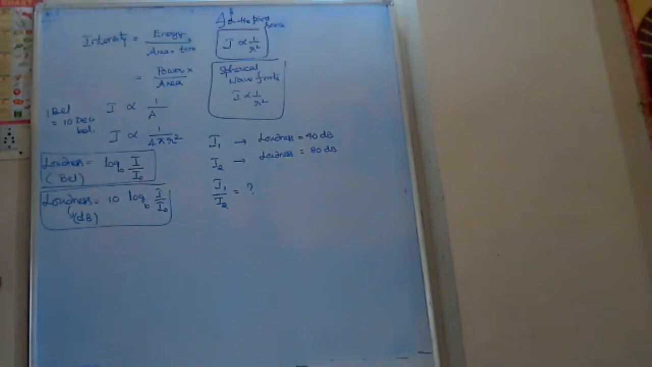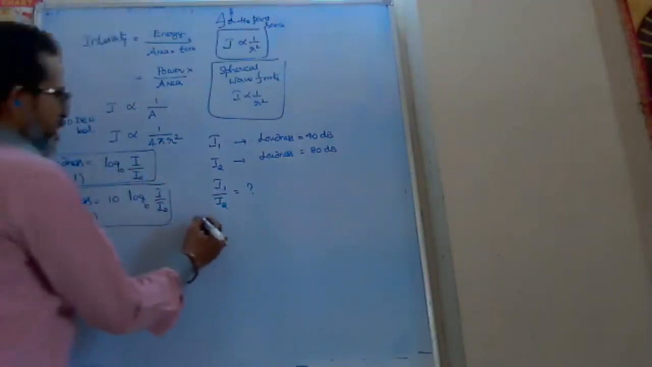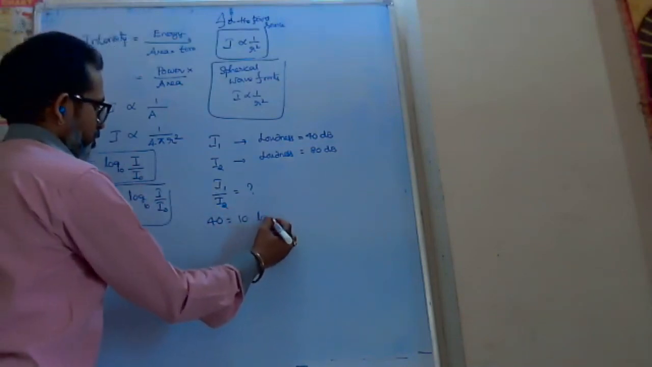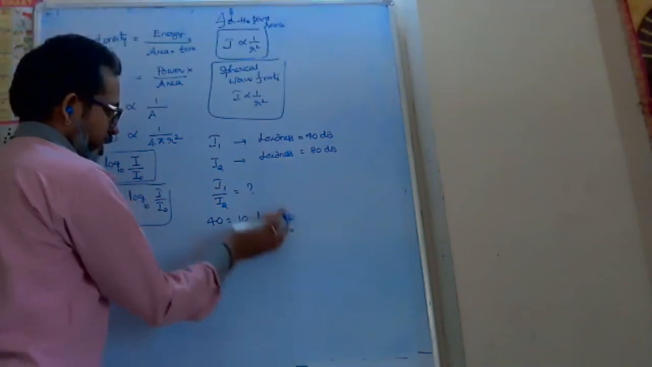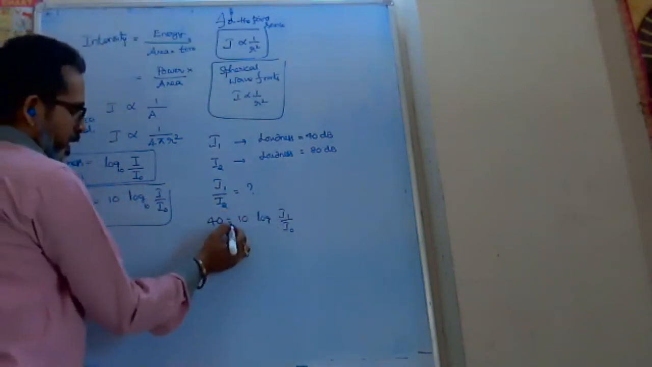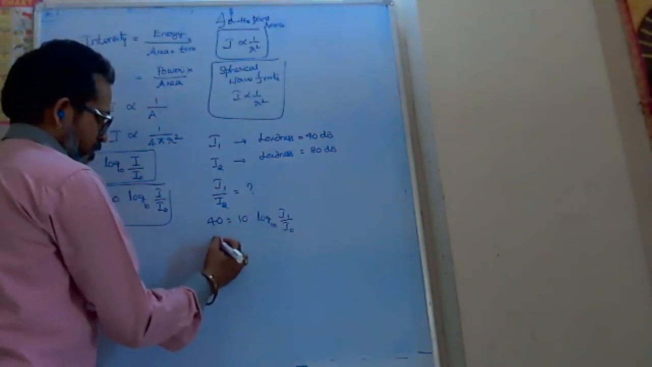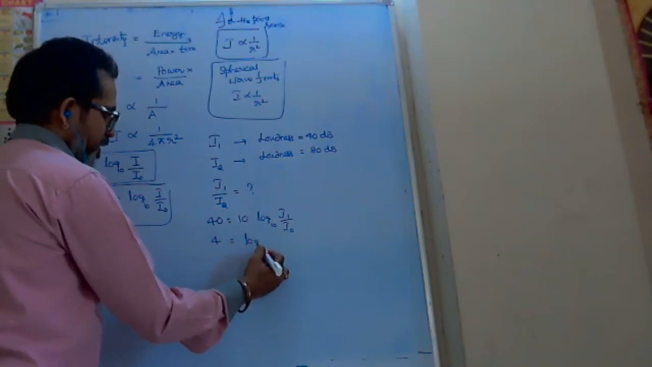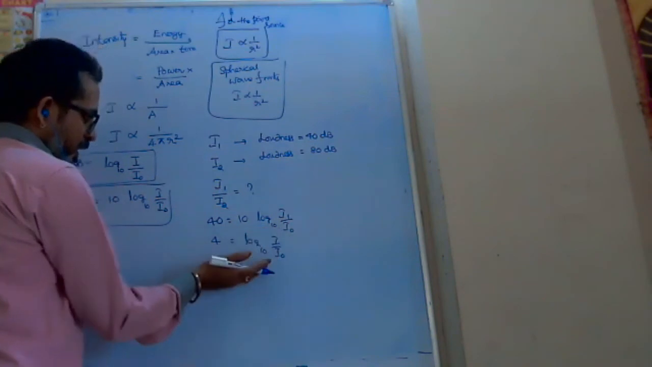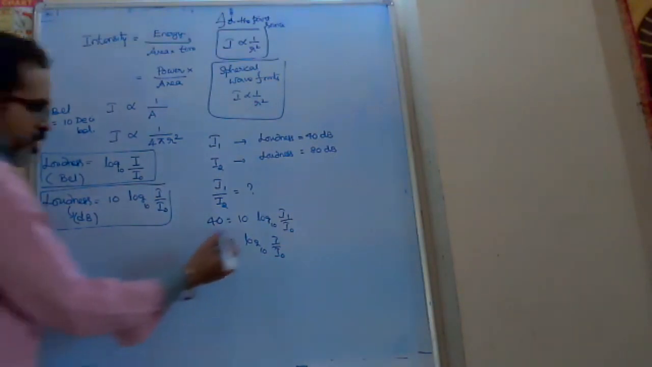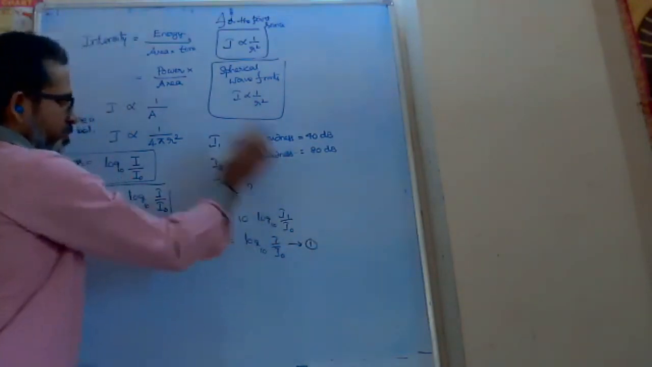First, for I1, how to write loudness: 40 is equal to 10 log I1 by I0. Don't write I1 by I2 straight away, write I1 by I0. So here I will get 4 is equal to log base 10 of I1 by I0, or I1 is equal to 10 power 4 times I0. That is your wish, or else directly I keep it. This is equation 1. Second equation, Anna.